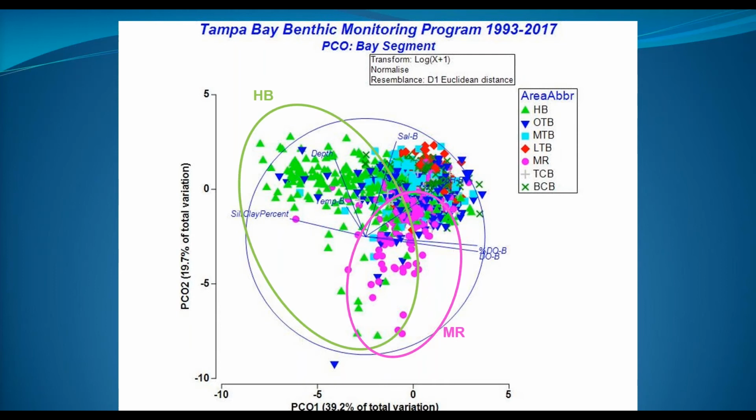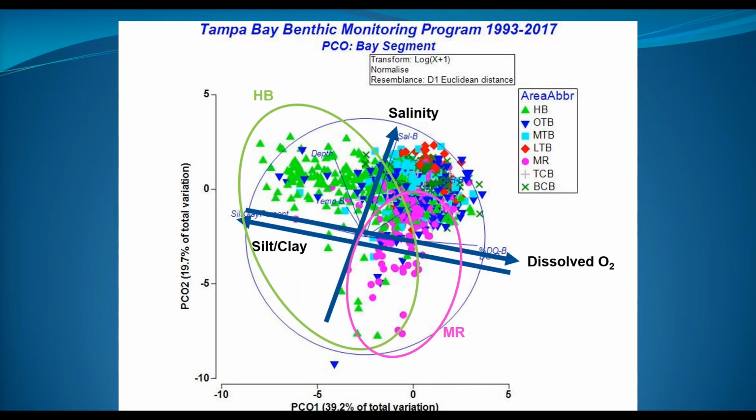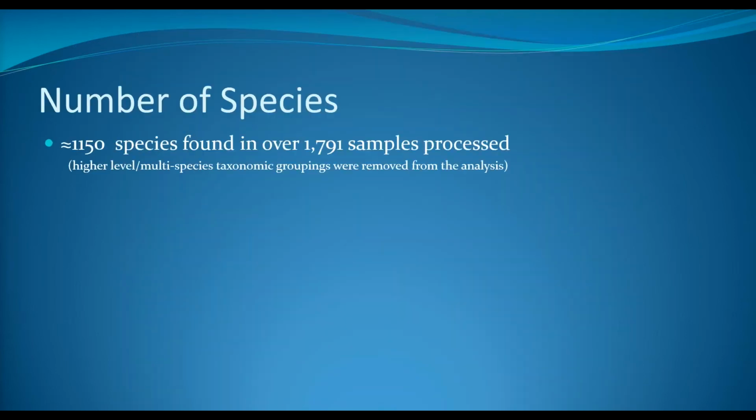The first principal component is largely weighted by, next slide, dissolved oxygen and silt clay, with higher silt clay and lower dissolved oxygen in Hillsborough Bay pulling those samples out. And then the second principal component was largely weighted by salinity, which is why you had lower salinities in Manatee River.